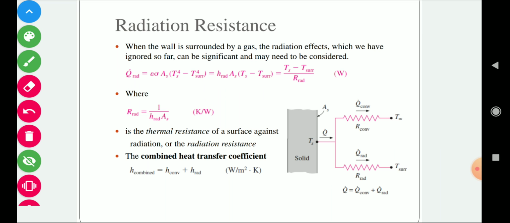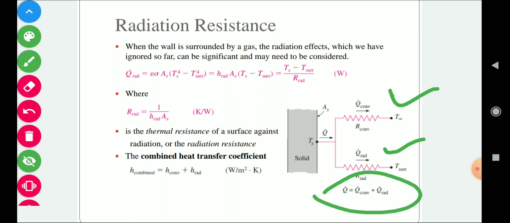Now in that case, the heat is transferring through both convection and radiation. Here the heat is transferring through convection, and similarly here heat is transferring by radiation. So the total amount of heat transfer through that wall will be equal to the summation of heat transfer through convection and radiation. So Q total will be equal to Q convection plus Q radiation.